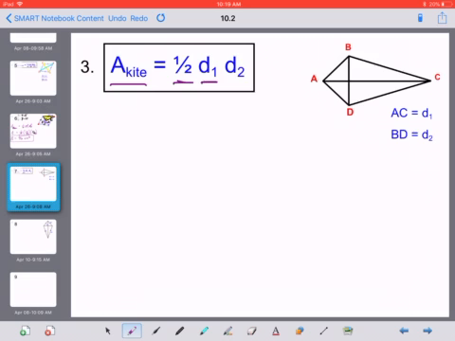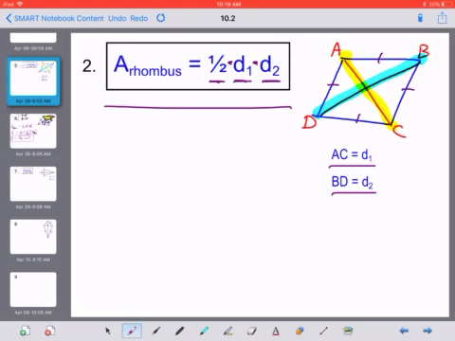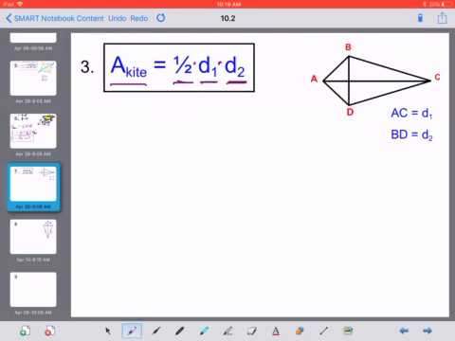It's 1/2 multiplied by the length of one diagonal multiplied by the length of the second diagonal. So it's the same formula for area of a kite that we talked about earlier for area of a rhombus. So one less thing to worry about.